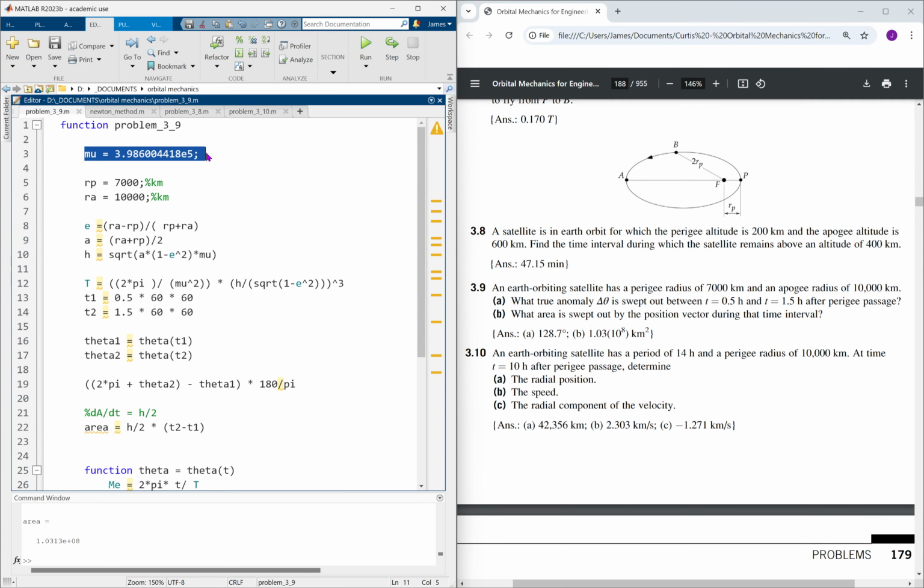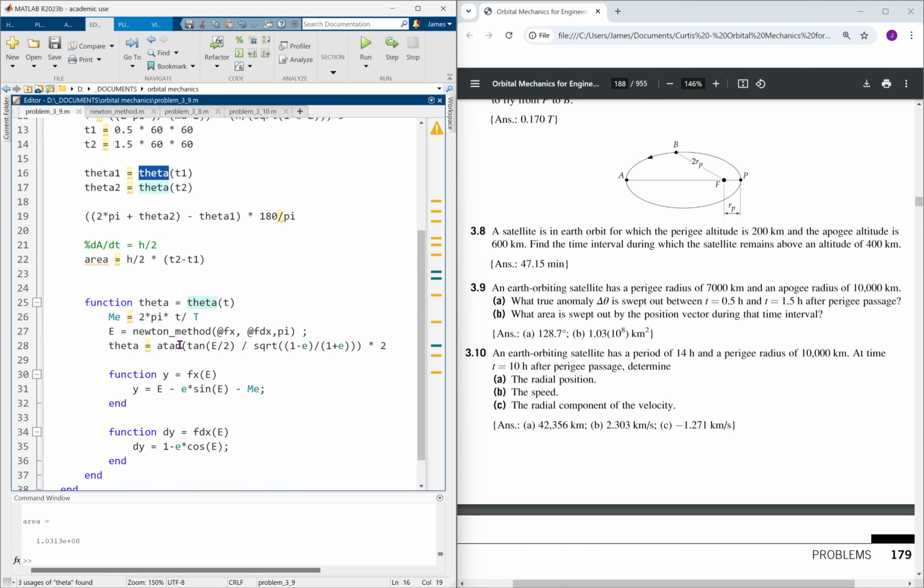We have the gravitational constant, we have radius perigee, radius apogee. We can get the eccentricity from those, and the semi-major axis and the angular velocity. We can also get the period, and we're given the time in hours to convert those to seconds. And then to get the angle, we've got a function here defined where we have the mean anomaly we can get from the period and the time that we've been given, and then we can solve for E, the eccentric anomaly, using our Newton method. If you go back to, I think, problem 3.2, I go over these, and you can get the Newton method code from there.